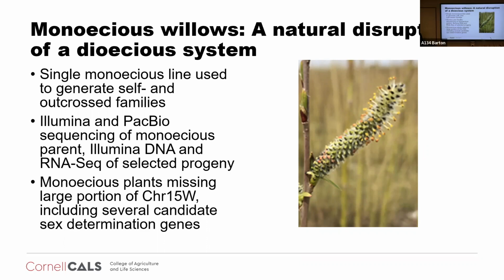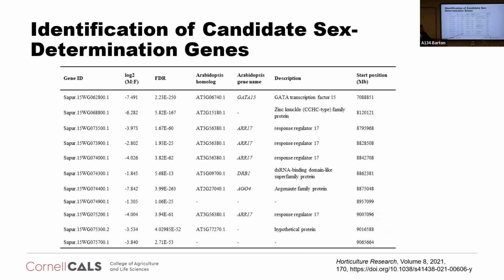We also conducted Illumina DNA and RNA-seq of some of the progeny from this monoecious parent. And from that, we identified the causal variant responsible for monoecious. So notably, monoecious plants are genotypically ZW. So if you'll recall, females are ZW, males are ZZ. So it appears that monoecious willows are genotypically female. However, their chromosome 15W has this large 1.1 megabase deletion on it. And that deletion actually disrupts most of these candidate sex determination genes. So the 15W in monoecious willow is missing AR17 and many of these others. In fact, GATA15 is the only one of these that's still present.